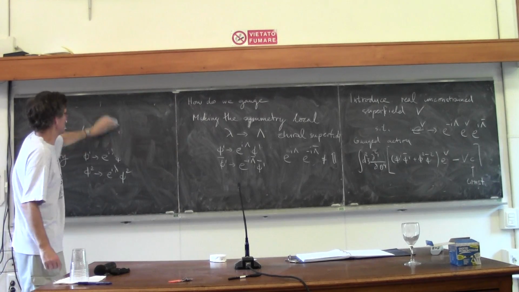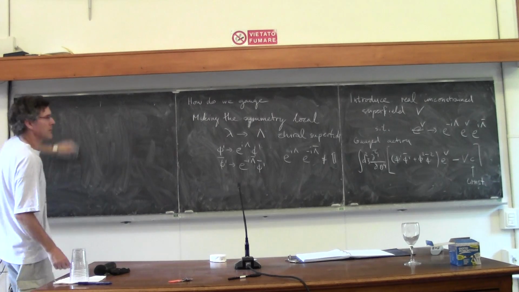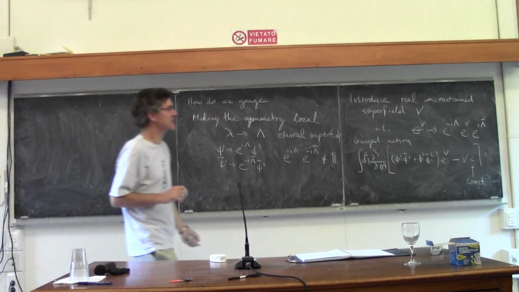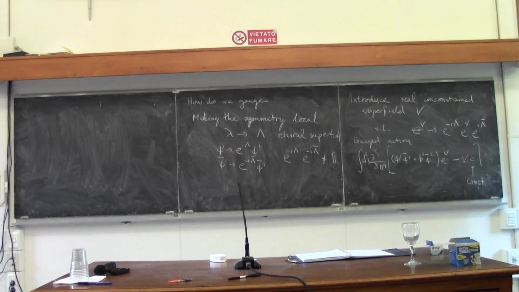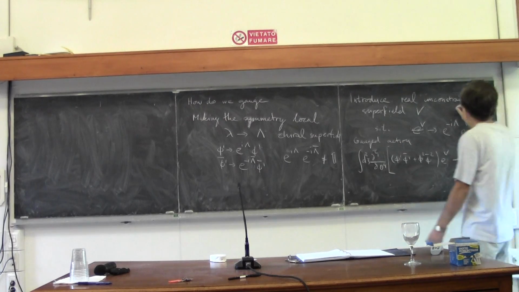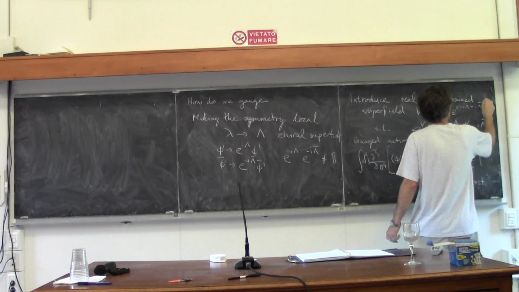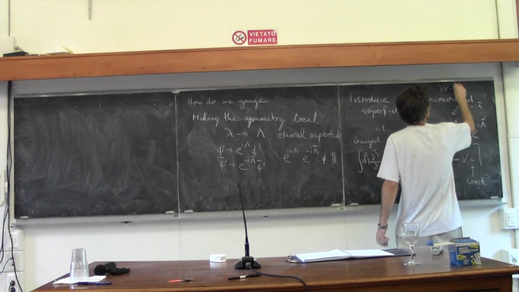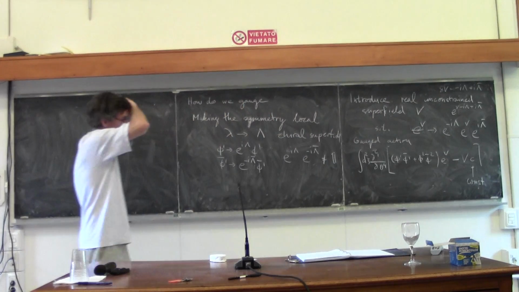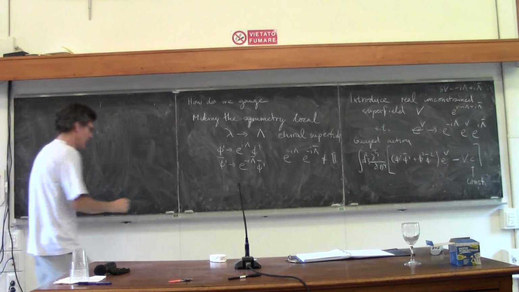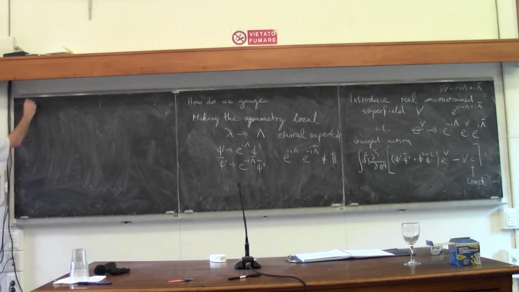The V field is unconstrained and can be integrated out. It's the same V, and it transforms in this way. This is U1, so there's no problem here. I can rewrite this as V minus i lambda plus i lambda bar. So delta V is minus i lambda plus i lambda bar. Okay, so integrate out V.